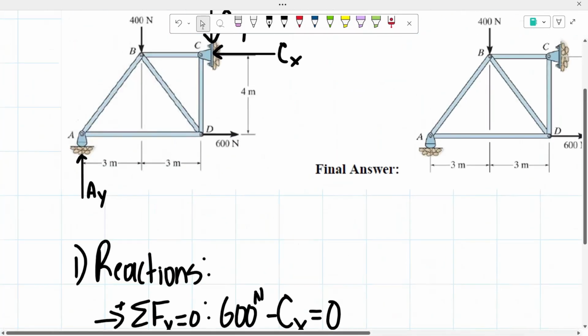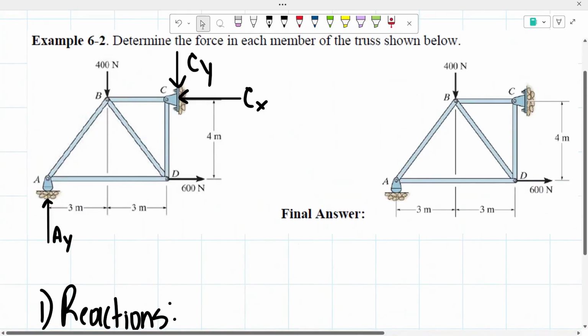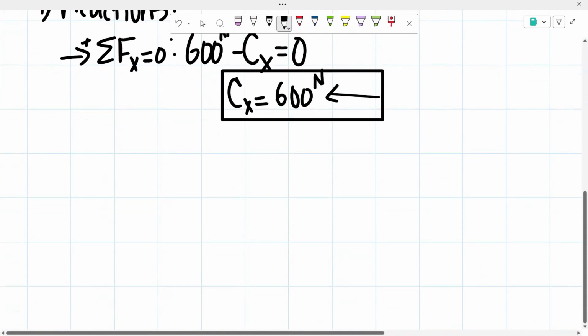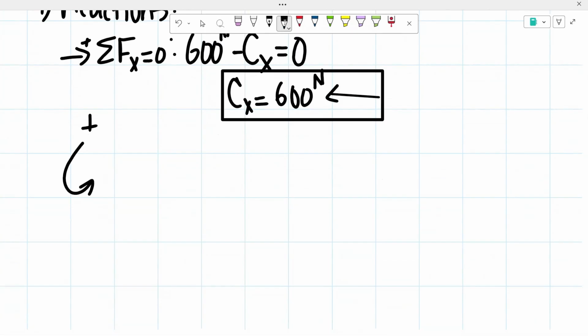Now we're going to determine the values of A of y and C of y. I'm going to take the sum of the moments about point C, because that way C of x would not be creating a moment, nor would C of y, meaning I would be able to solve for A of y. Counterclockwise positive moment. We know that the sum of our moments about point C has to also equal 0.